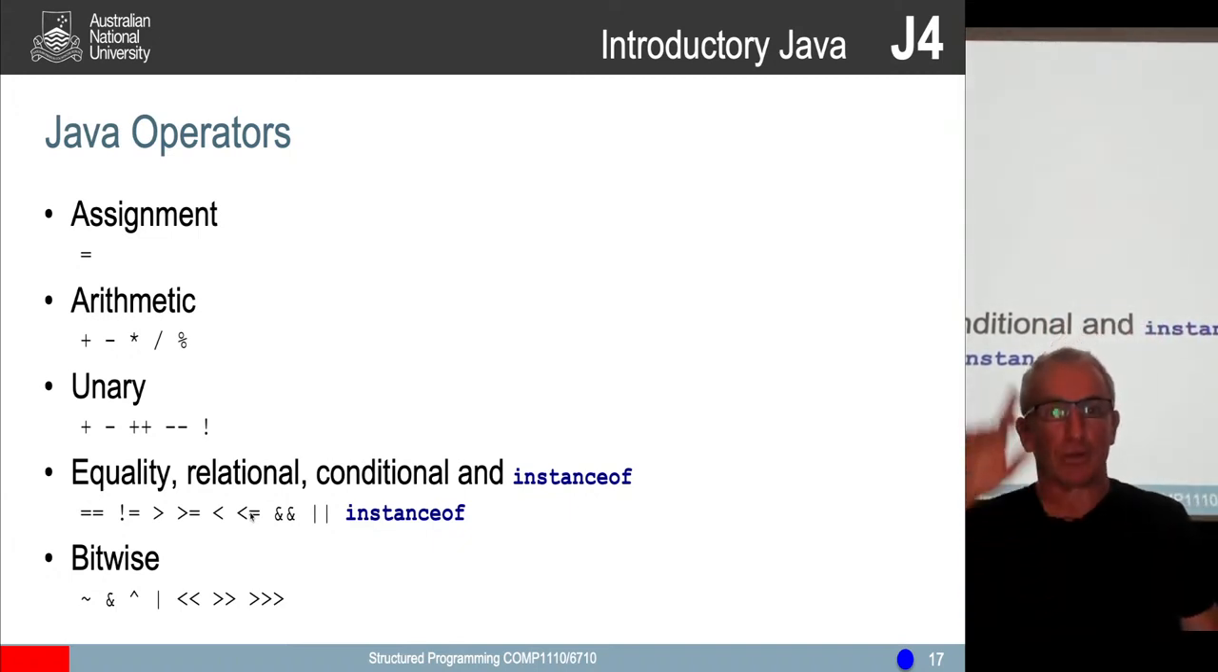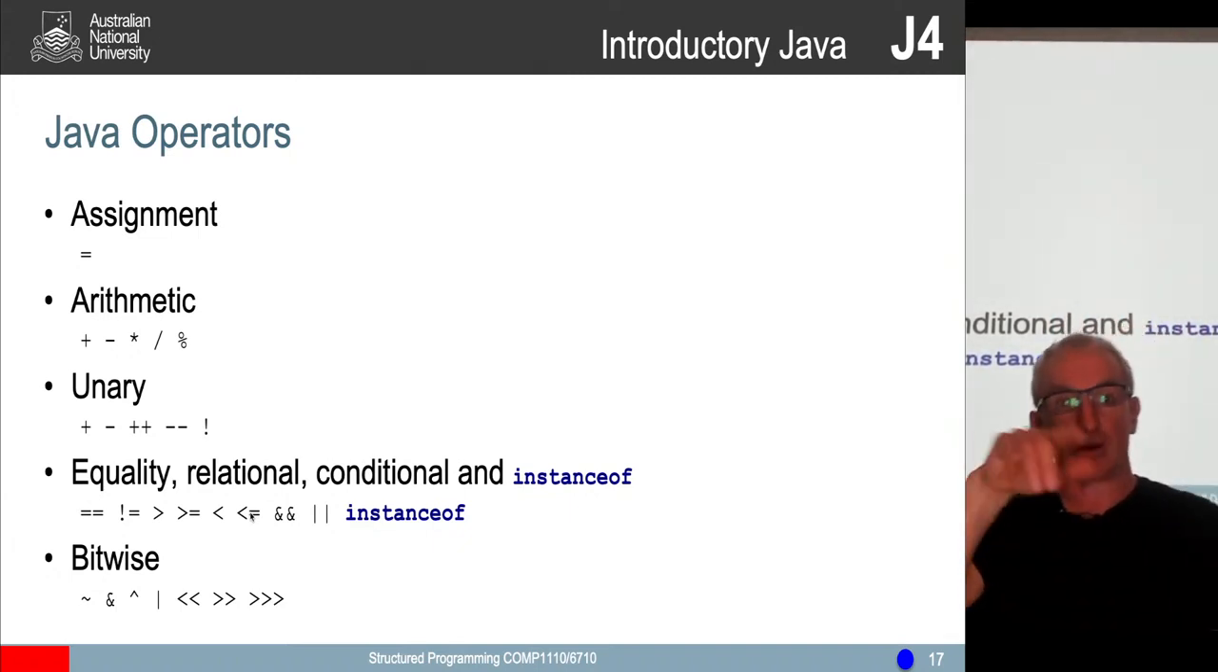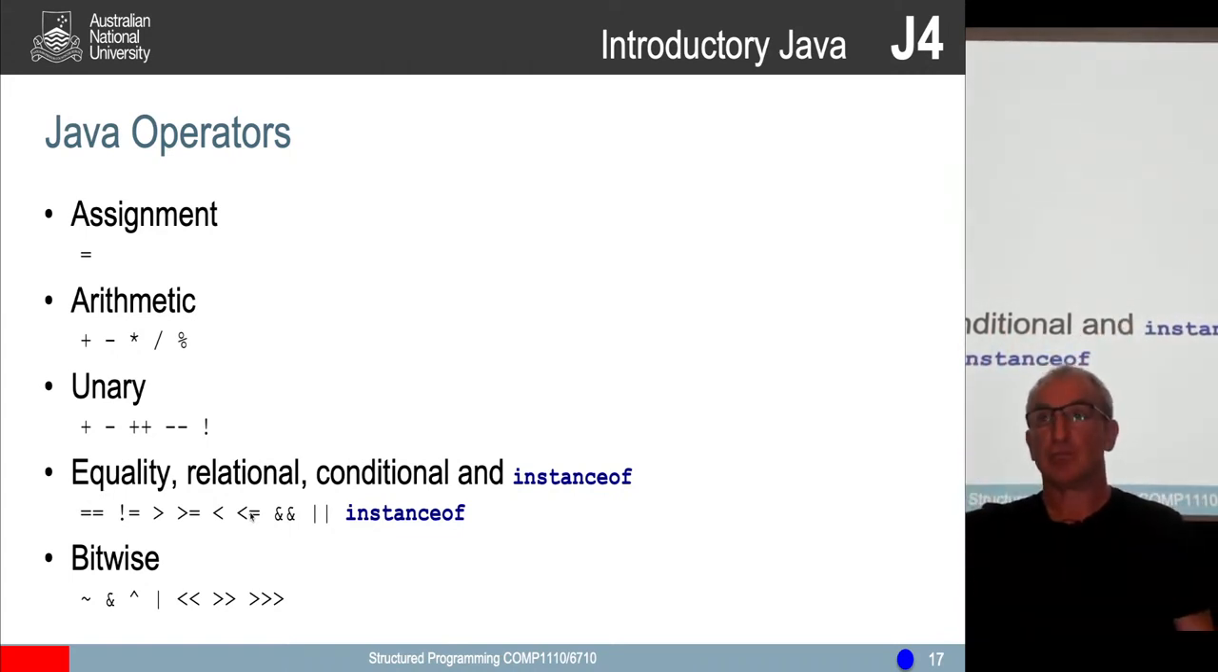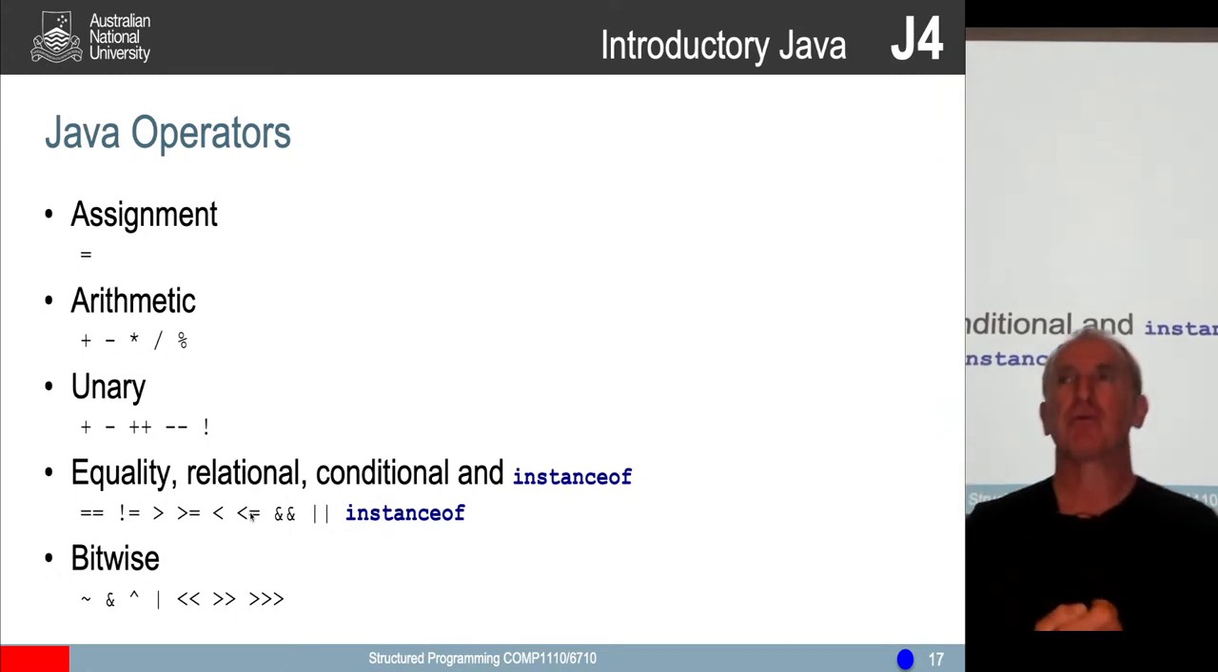And then we've got not equals. We've got greater than or equal to, less than or equal to. Double and is a logical and, so you can say true and false. Then the vertical bars mean or, so you can say true or false. And we've got instanceof.